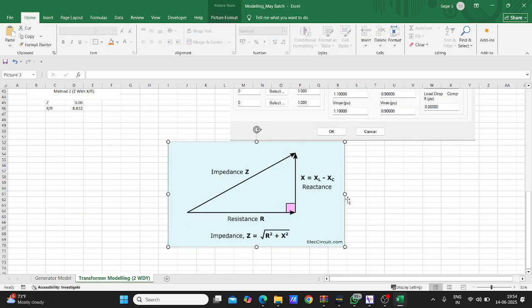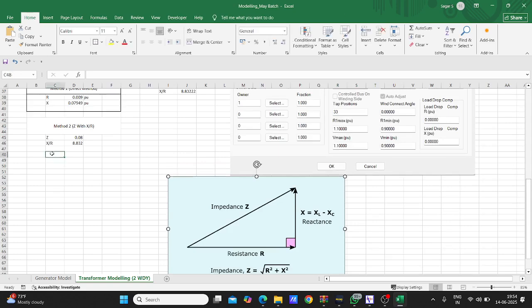So you can see here Z is equal to square root of R squared plus X squared. So from that we may be able to calculate what is R, because we know the value of Z. Z squared is equal to R squared plus X squared. Now take R squared out, then 1 plus X squared divided by R squared.